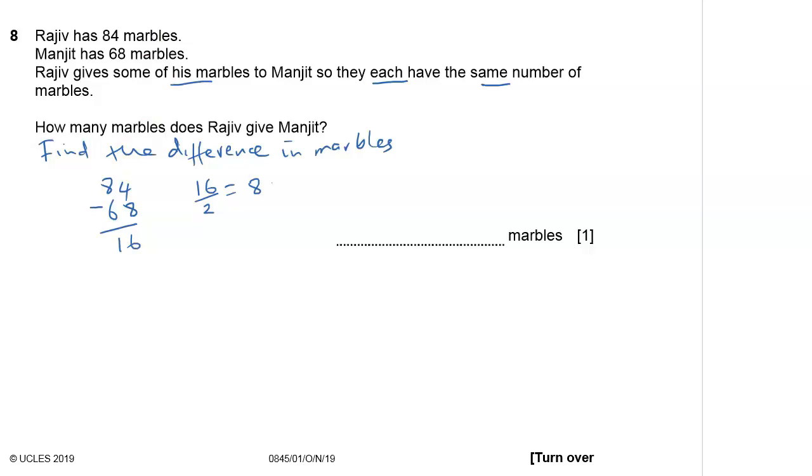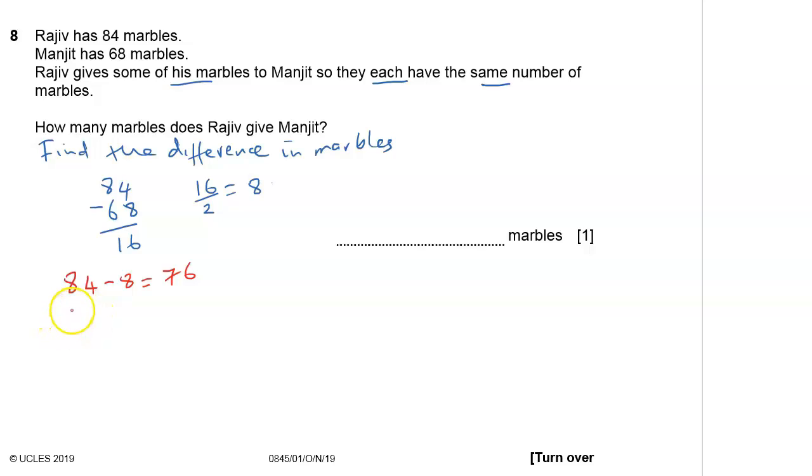So let Rajiv give 8 marbles to Majid. So 84 take away 8 marbles, this will be 76 marbles. So Rajiv will be having 76 marbles remaining.